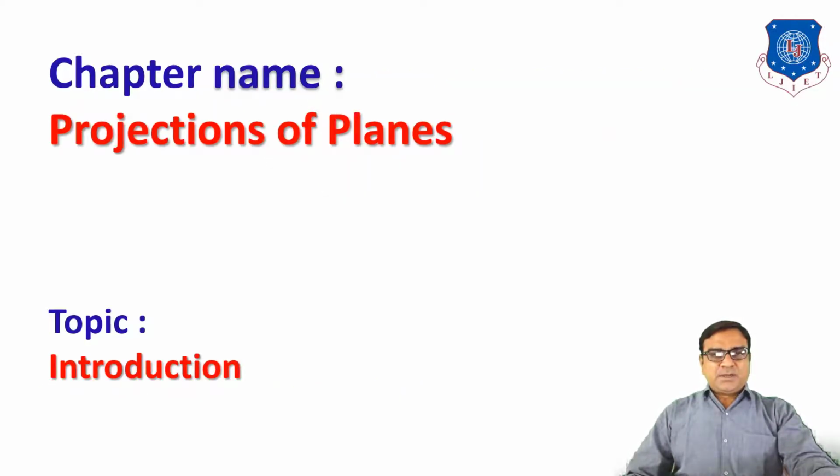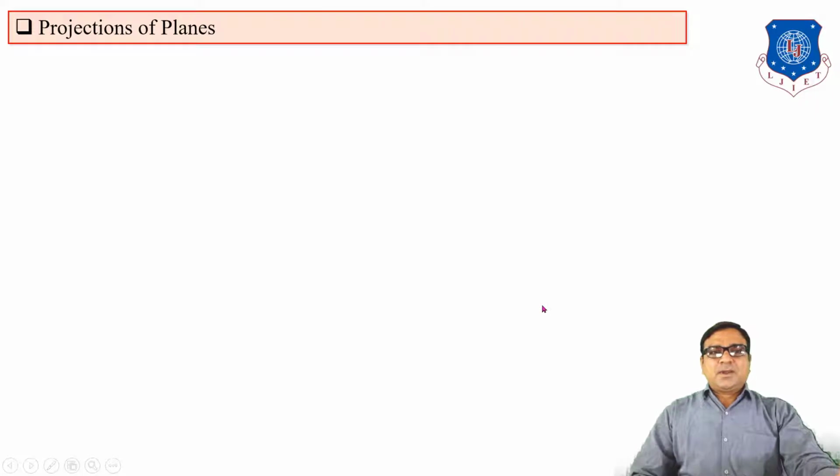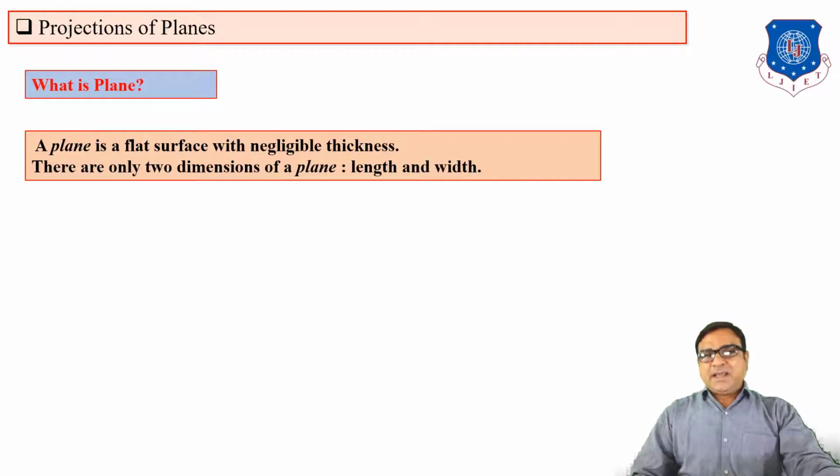Today I want to discuss the chapter Projections of Planes, and today our topic is Introduction of Projection of Planes. What is a plane? A plane is a flat surface with negligible thickness. There are only two dimensions of a plane, length and width. We consider the thickness of the plane negligible because compared to its length and width it is very small, so that's why it is negligible.